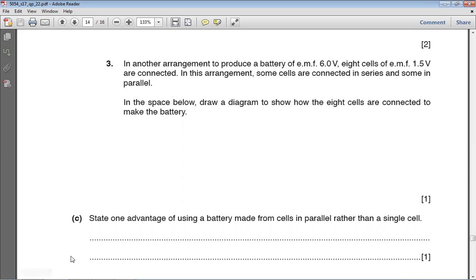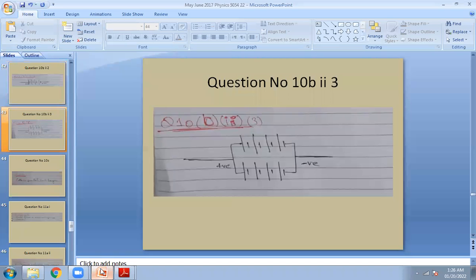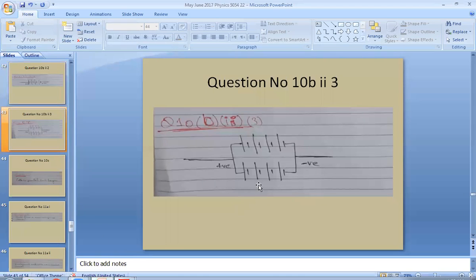Okay, so let me show you. It's a 1-mark question. So this time you have 8 cells, and you can see I have connected them like this. So 4 cells upstairs, 4 cells downstairs. The 4 are connected in series to each other. In the lower branch, the 4 cells are connected in series to each other. But basically, both the branches are parallel. This branch and this branch, they are parallel. So here the EMF will be how much? It will be 6, and here the EMF will be 6 because they are parallel.